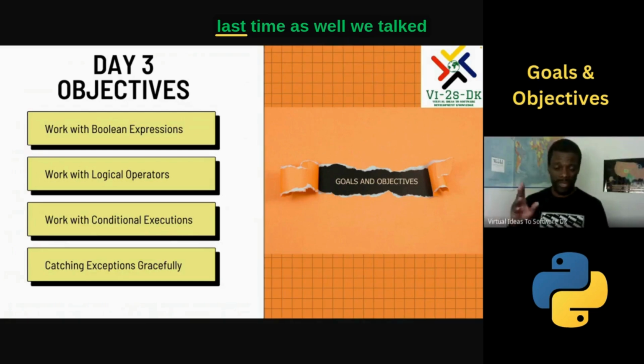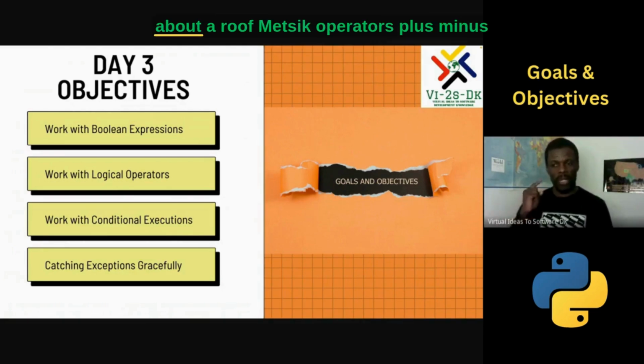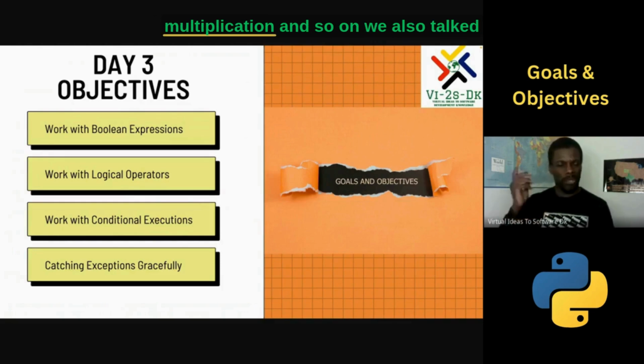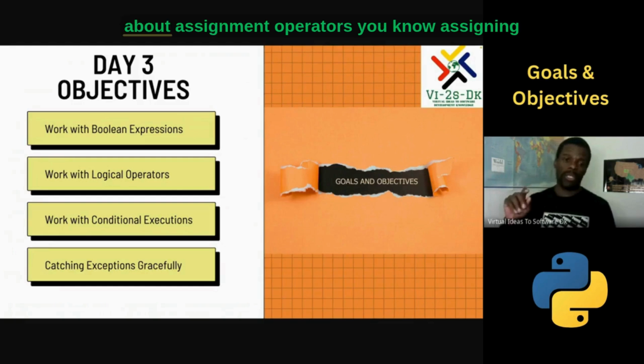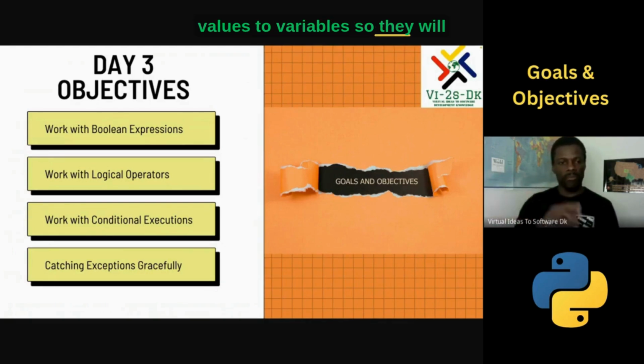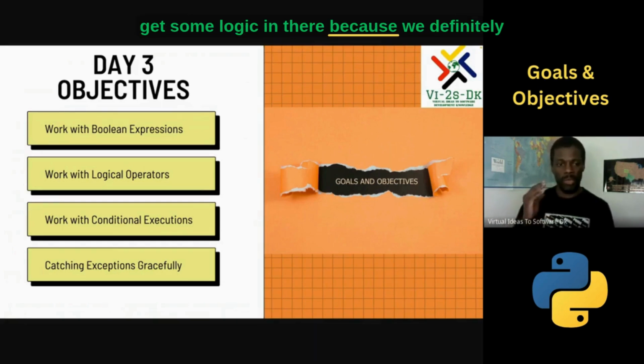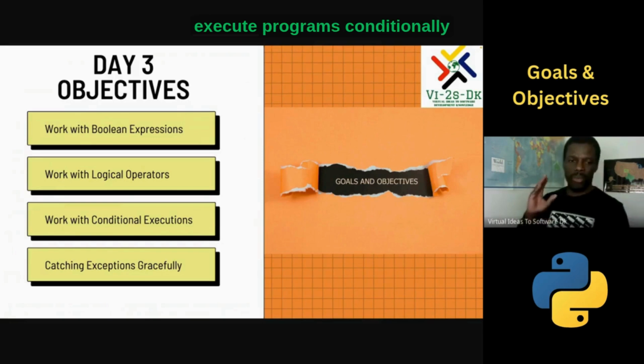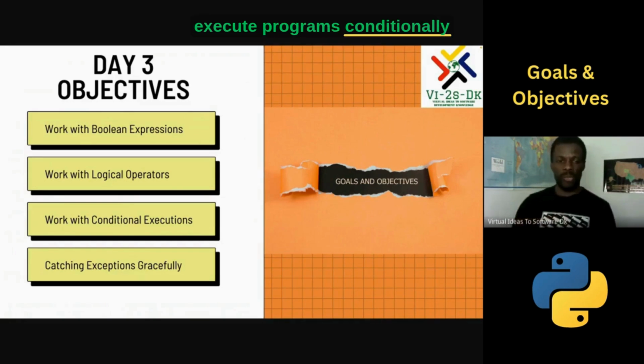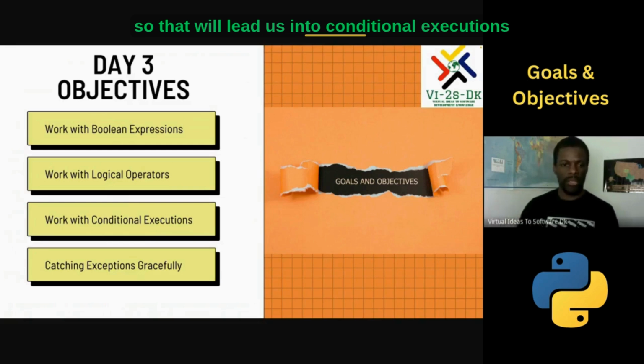We looked at operators last time as well. We talked about arithmetic operators, plus, minus, multiplication, and so on. We also talked about assignment operators, assigning values to variables. Today we'll talk about logical operators, okay? Get some logic in there because we definitely need that in order for us to execute programs conditionally. So that will lead us into conditional executions.